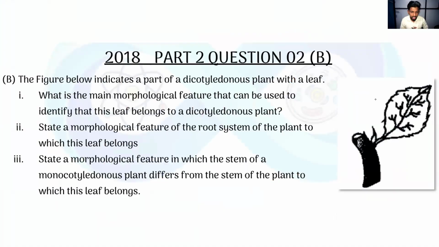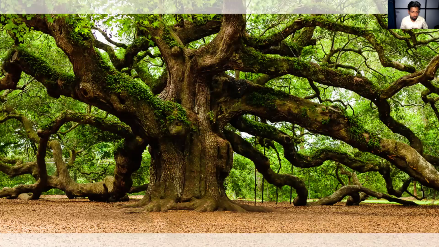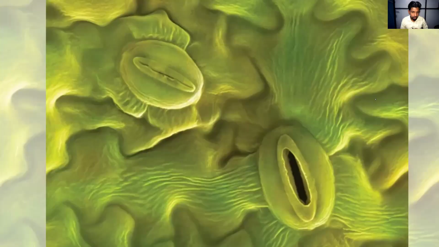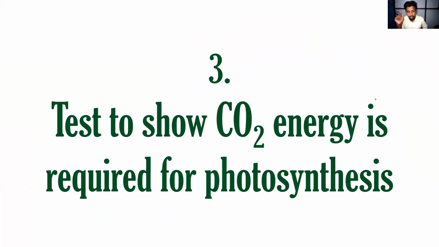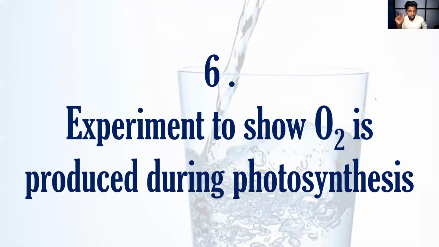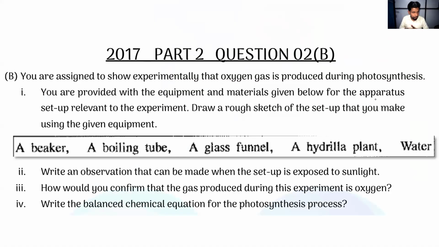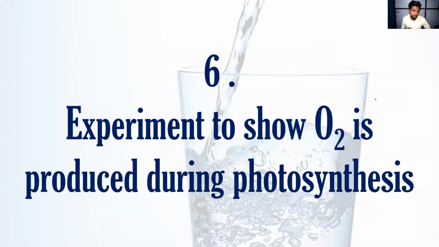Now we'll move to the second question, right? Already we have discussed this question last class. You may remember this one, right? Okay. I think this is the second question, a 2017 structured question. This practical is based on our last practical. The experiment to show that oxygen is produced during photosynthesis.